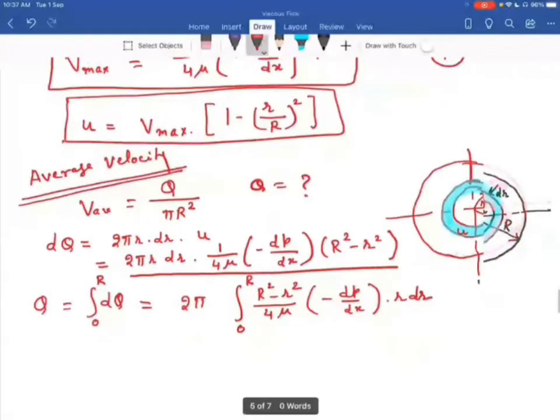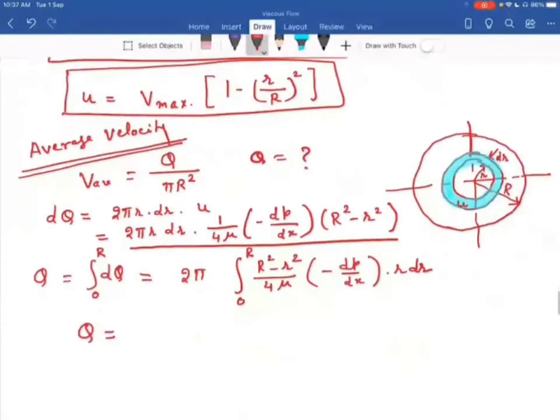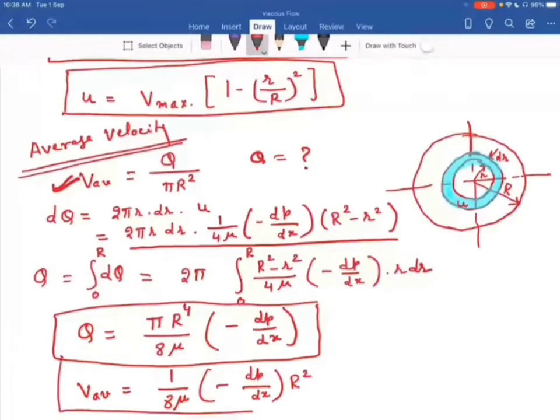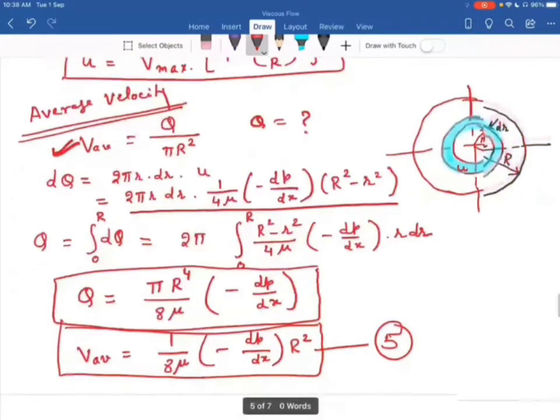Now you find out the integration. I write the resulting equation as Q is equal to pi R raised to power 4 divided by 8 mu, minus dp by dx. So this is the formula for discharge through the circular pipe. Now you can easily find out V average: Q divided by area, pi R square. The formula for average velocity comes out to be 1 upon 8 mu, minus dp by dx, into R square. That is equation number 5, the relation for average velocity.